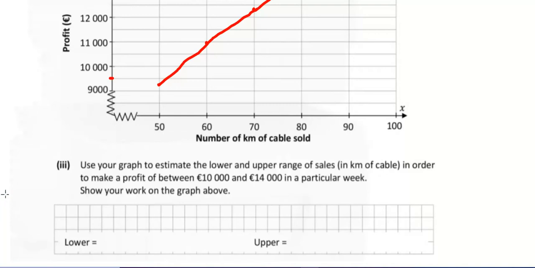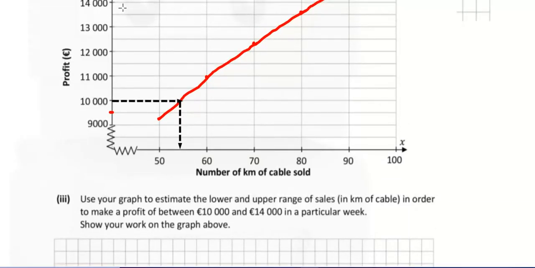Use your graph to estimate the upper range of sales in kilometers of cable in order to make a profit between 10,000 and 14,000 in a particular week. So lower and upper. So here's what we do. We go to 10,000. We draw a line going straight across, and then we draw a line going straight down. I'd say about 55 kilometers for that. And then for 14,000, once again, we go straight across. We hit the line and we go straight down, say below 85, so about 84. So I'd say about 54 to 83 maybe, something like that.